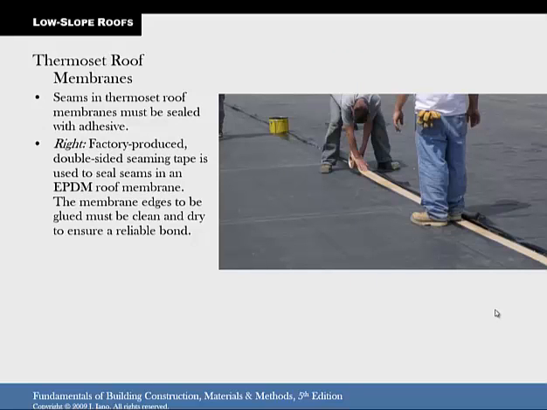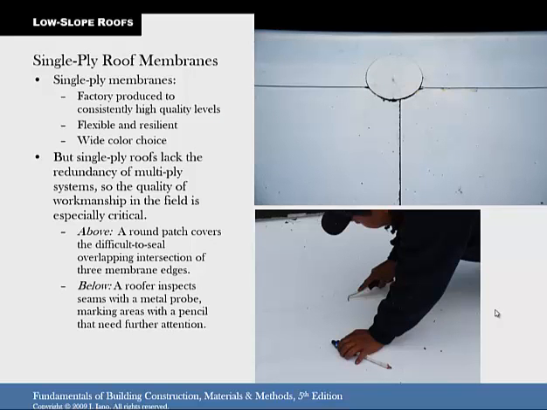Here they're going to seal it with some double-sided tape. So the good thing about single-ply roofs is that their construction is done in a factory, so it's just like precast concrete. You can control all the circumstances, so there's not going to be as many mistakes. But then in the field, you have to apply them with care so that you don't accidentally have a leak area.